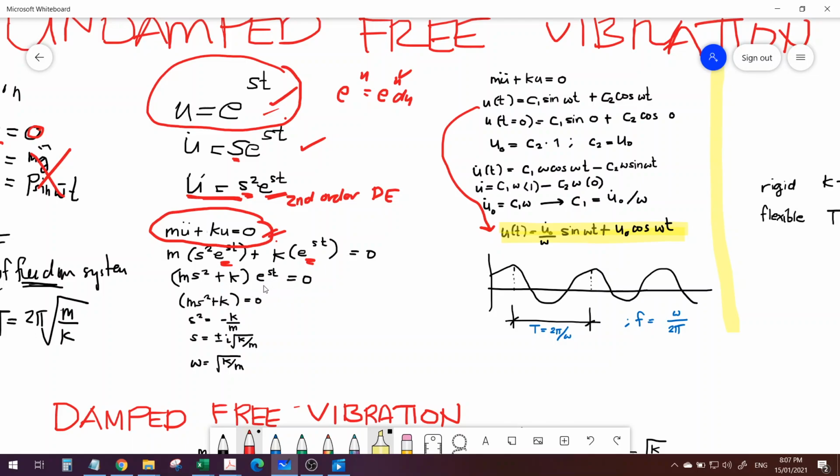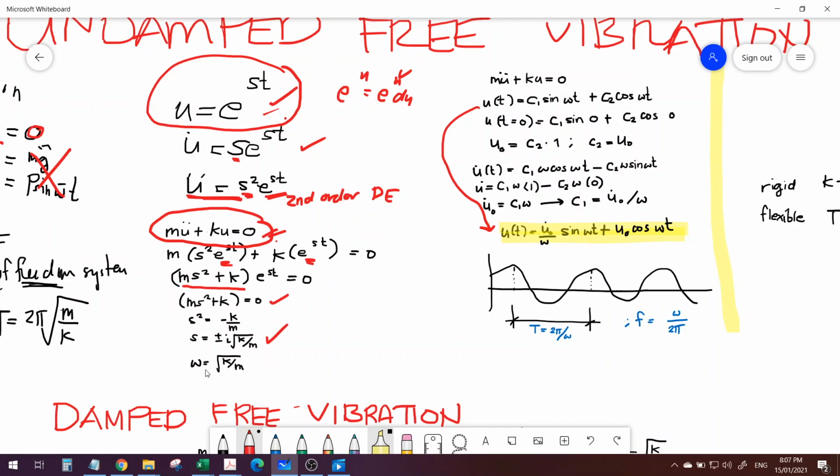But our solution is e^st, right? Therefore, e^st cannot be 0, because that is our assumed solution. Therefore, for this equation to be true, ms squared plus k must be 0. So let's equate ms squared plus k equal to 0. Then transpose this: s squared is equal to negative k over m. Then get the square root. Because this is negative, I will now introduce the imaginary number i. So our s is equal to plus or minus i square root of k over m.